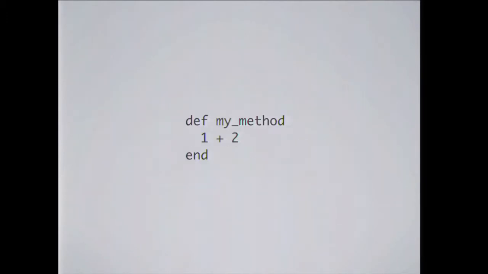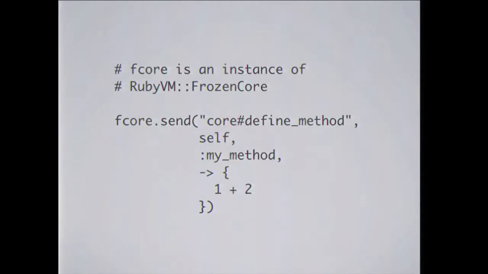So when you type some code like this, def my_method 1 + 2, how that actually works in Ruby is that that's actually a method call against a frozen core object. It passes the class that you're defining the method against, it passes the method name, and then it passes an instruction sequence. Here I've used a lambda, but this is loosely what happens.